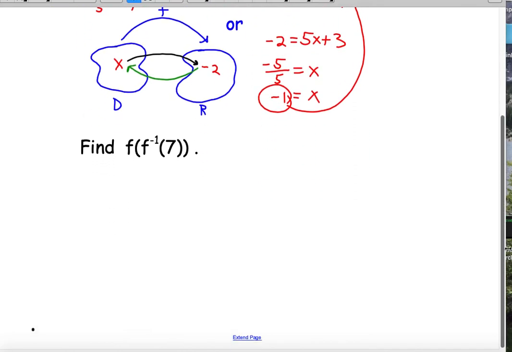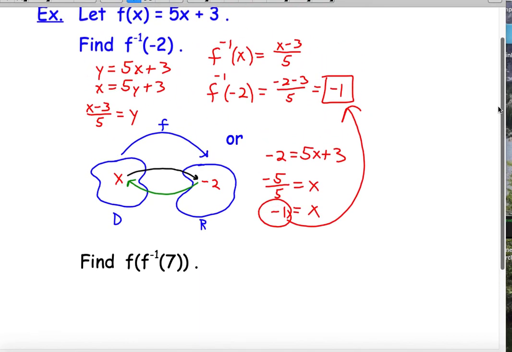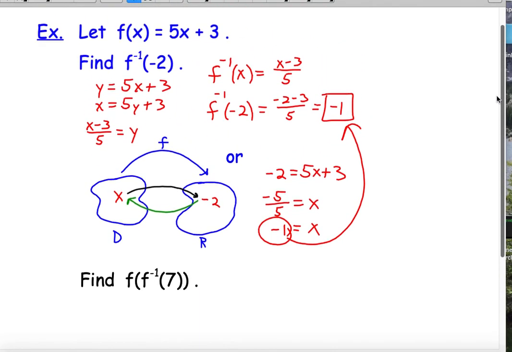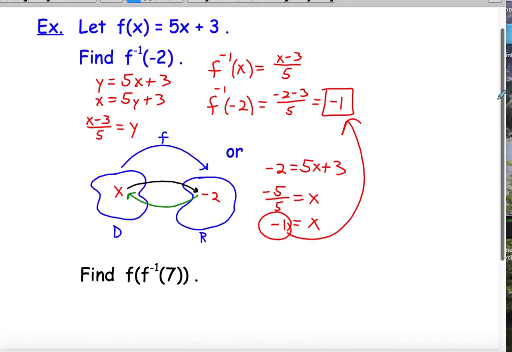Find the composition now of f with its inverse function at 7. How do we do this? Well, we could do what we did before. We could figure out what the f inverse function was, x minus 3 over 5. And so what are we going to do? We're going to do f of f inverse of 7. So we're going to do x minus 3 over 5. We're plugging in 7.